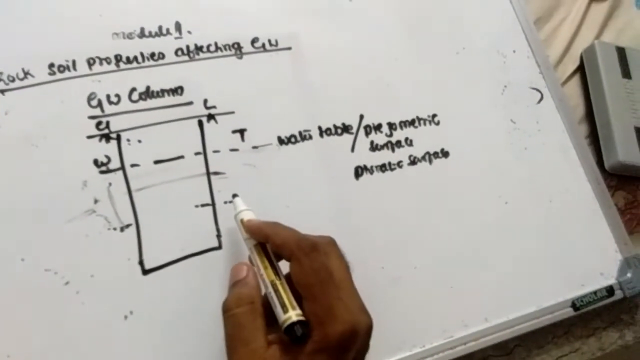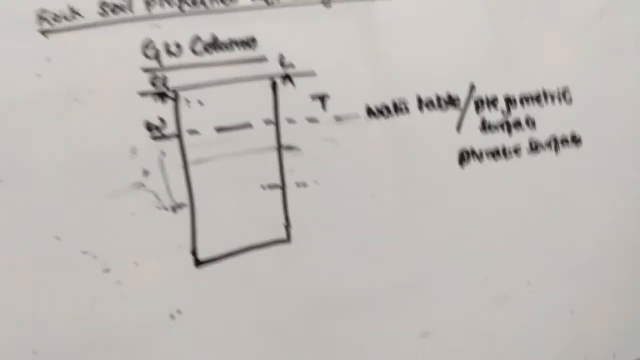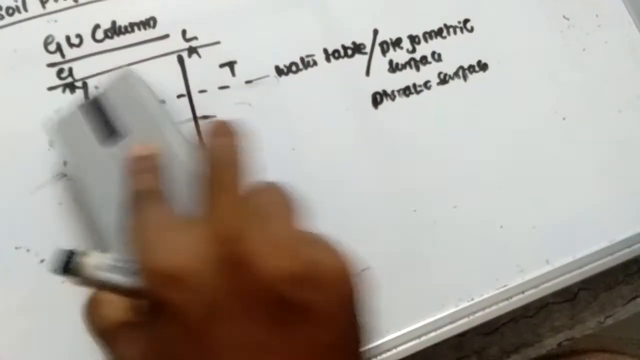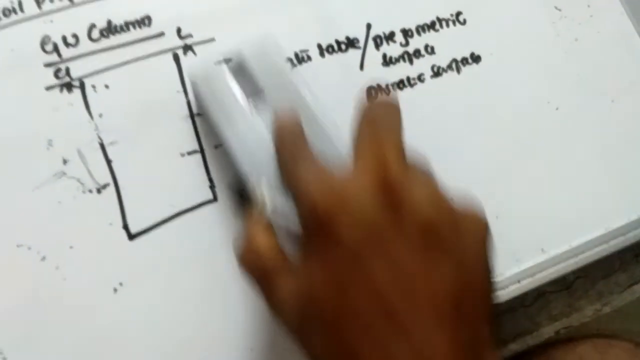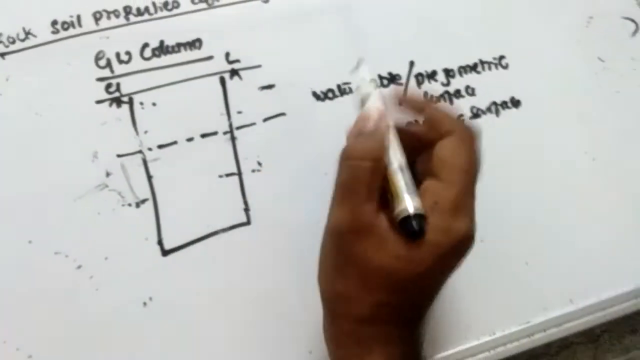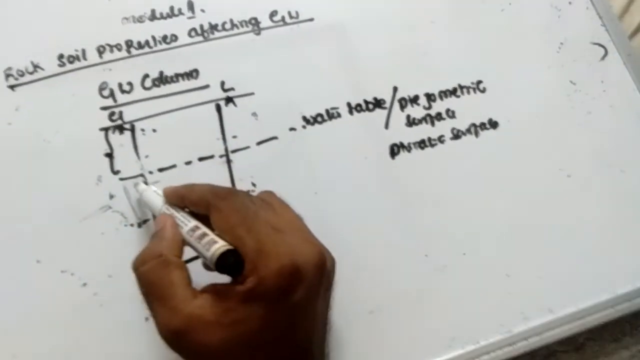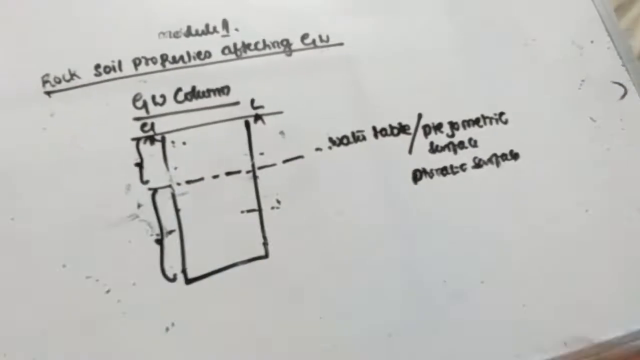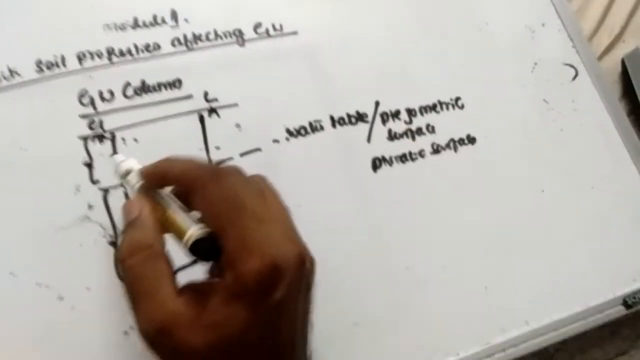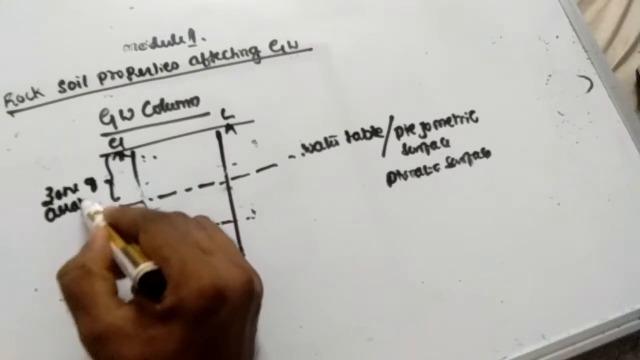I will make a proper line. I will mark the zone of saturation, and the water table here. The soil column above the water table is known as the zone of aeration.